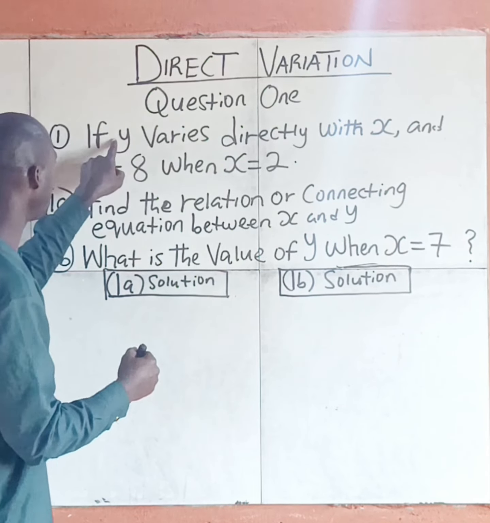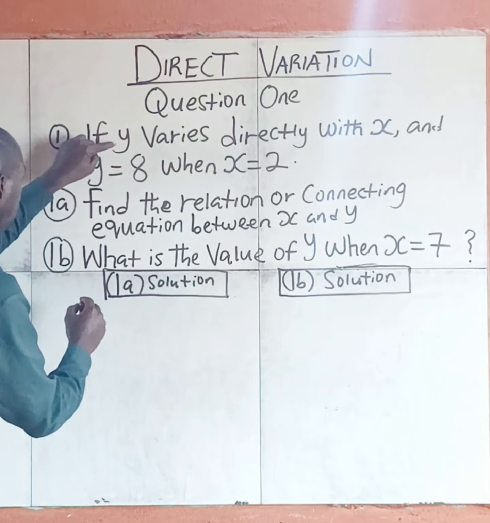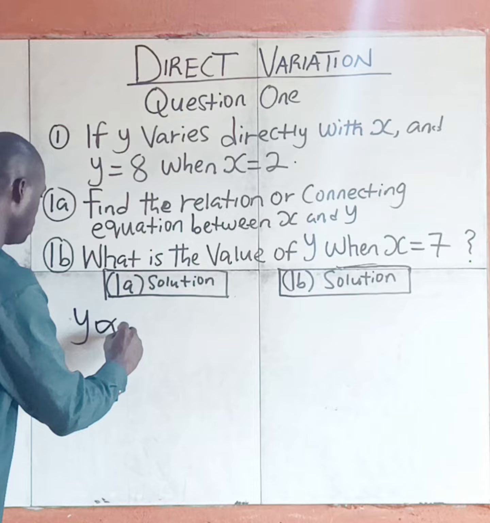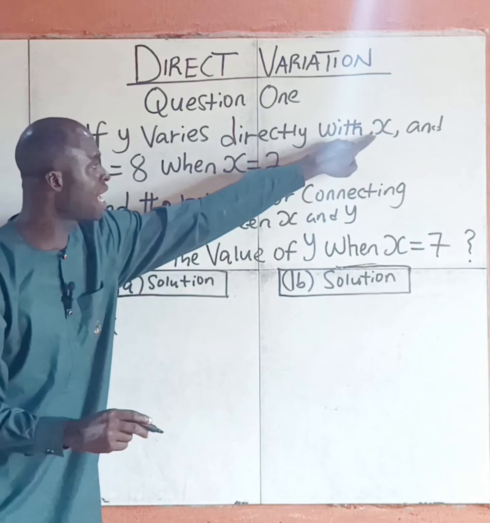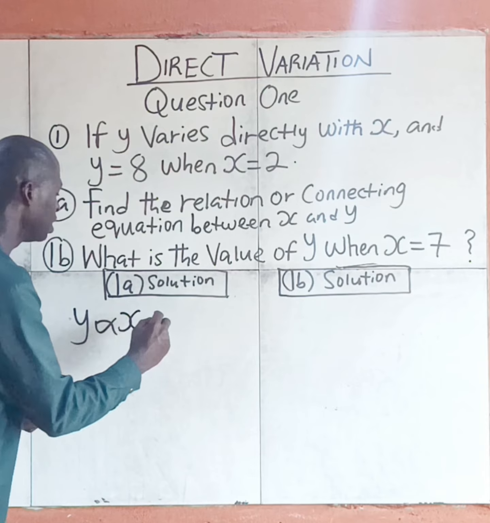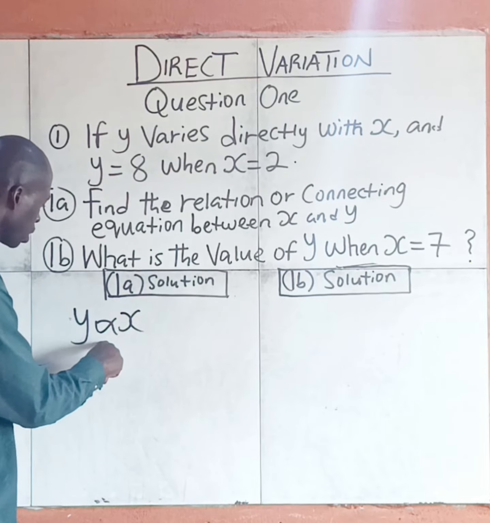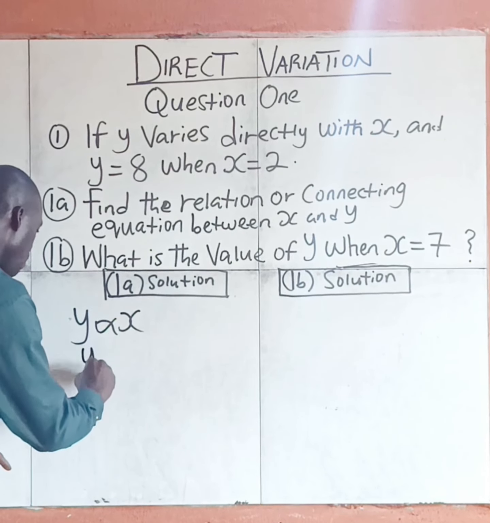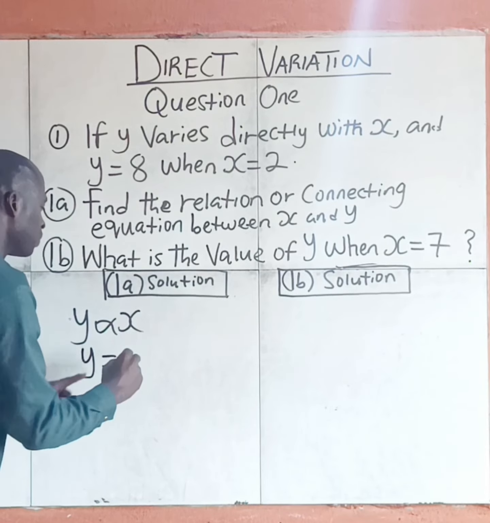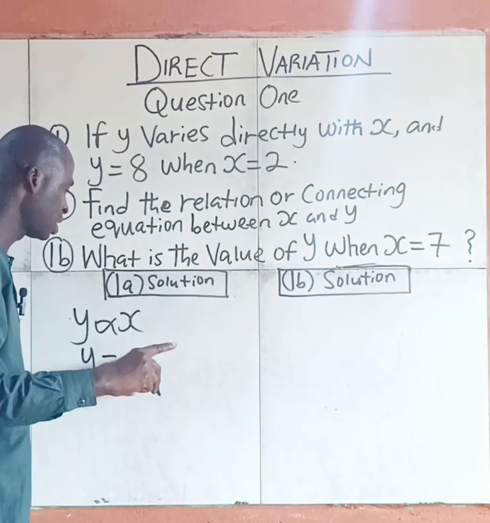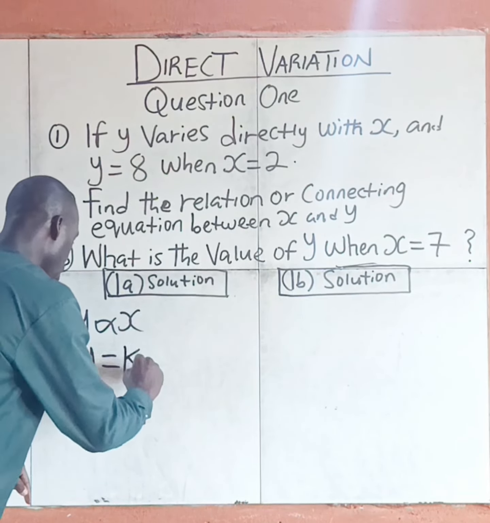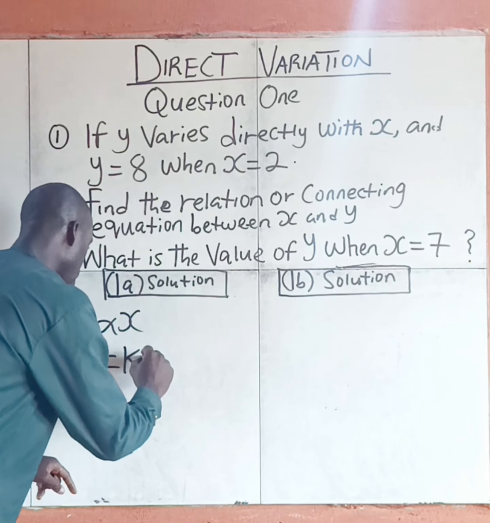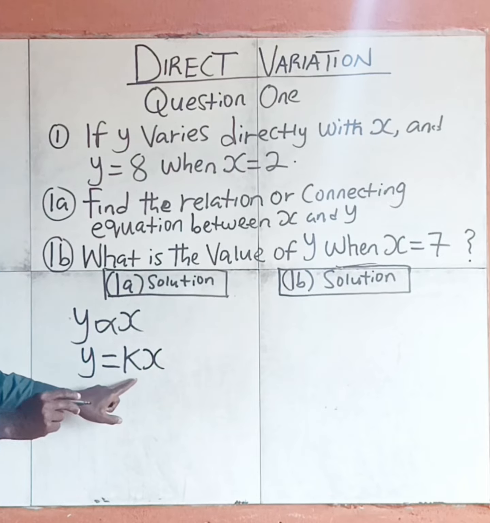If y varies, so let's go. We're going to write y first. If y, so I'm going to write y, varies, you can see the symbol, directly with x. I'm going to write the x. Now, the next thing you're simply going to do from this angle, you will change this symbol to an equal to sign. So it becomes y equal to, you are going to introduce a constant, which is called k. You can also use any symbol you like or c. So k x. So you can clearly see the way it is done.